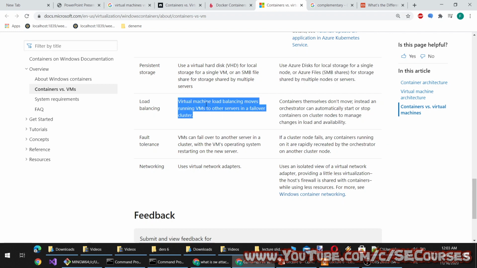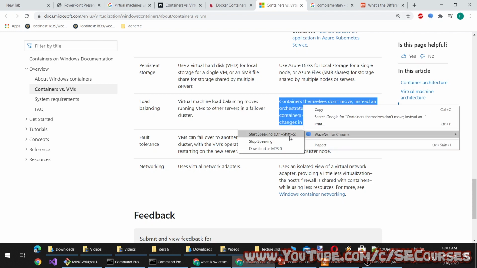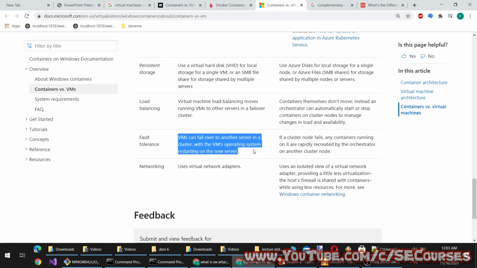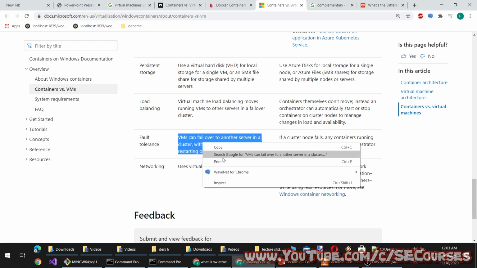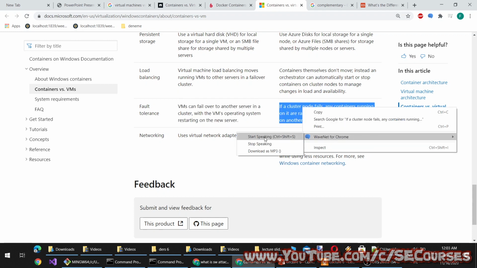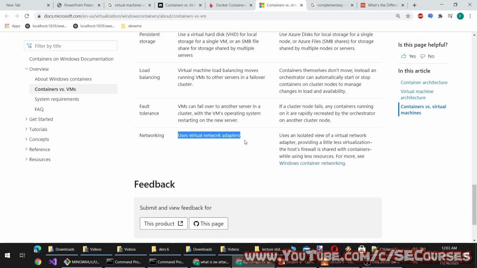Virtual machine load balancing moves running VMs to other servers in a failover cluster. Containers themselves don't move, instead an orchestrator can automatically start or stop containers on cluster nodes to manage changes in load and availability. About fault tolerance. VMs can fail over to another server in a cluster, with the VM's operating system restarting on the new server. If a cluster node fails, any containers running on it are rapidly recreated by the orchestrator on another cluster node.